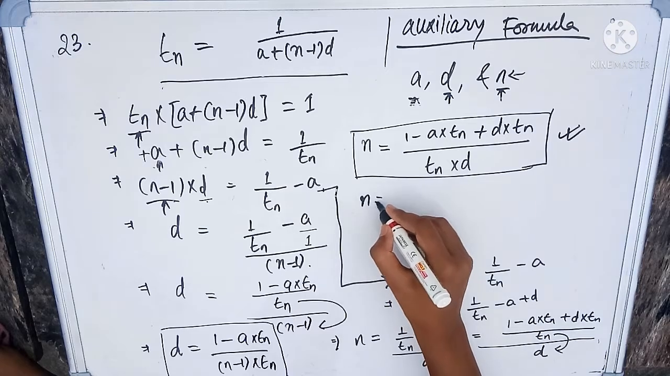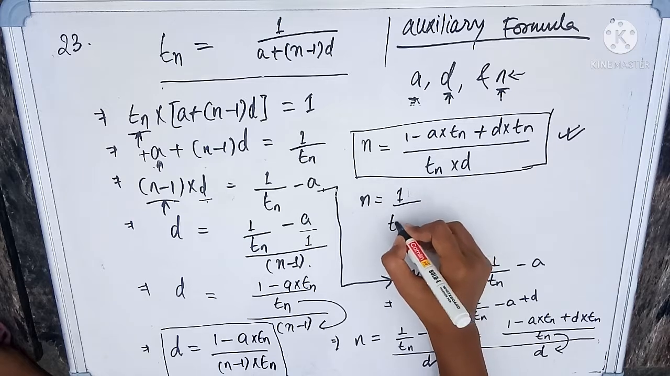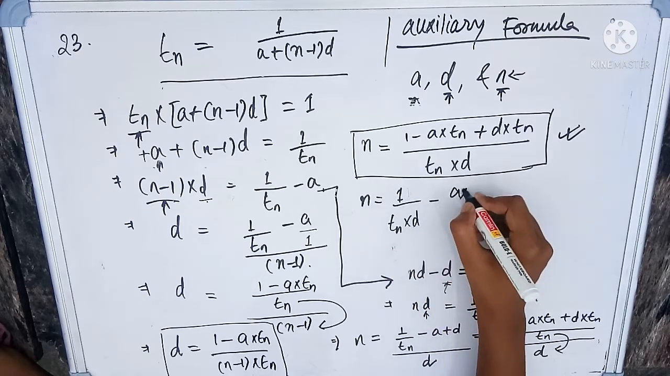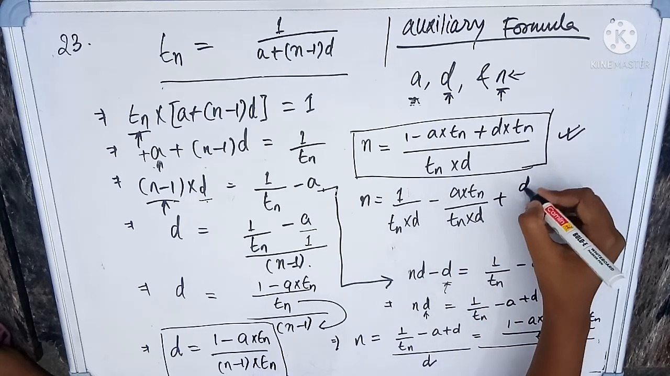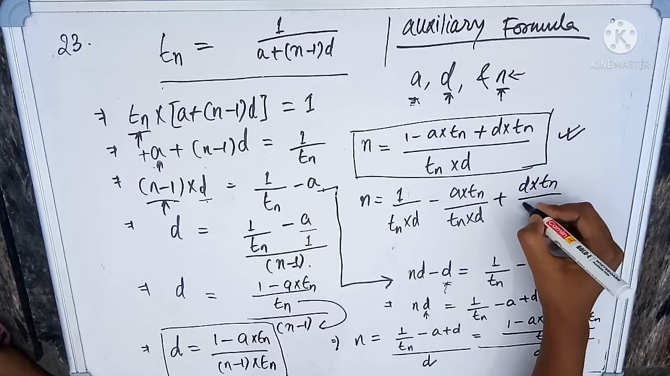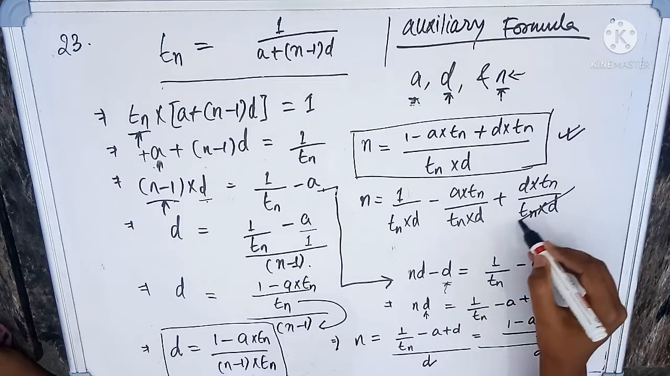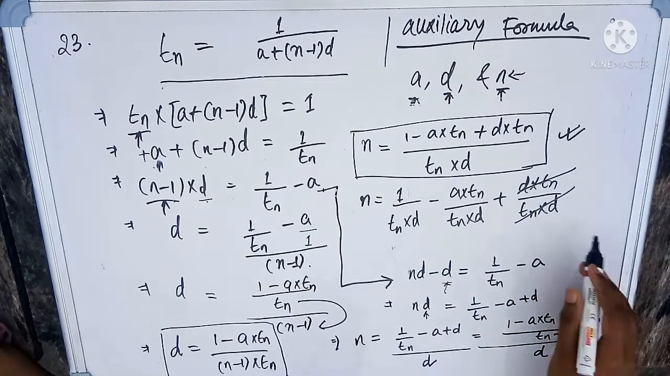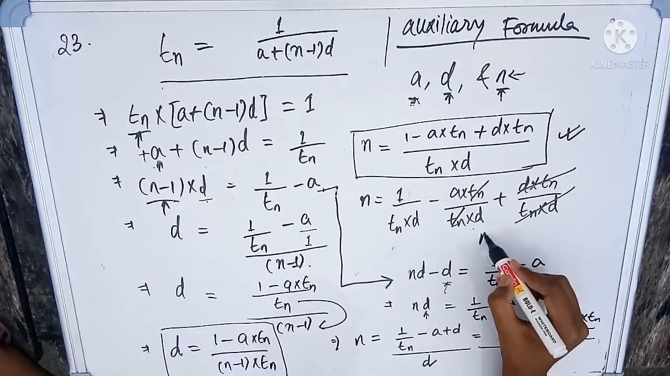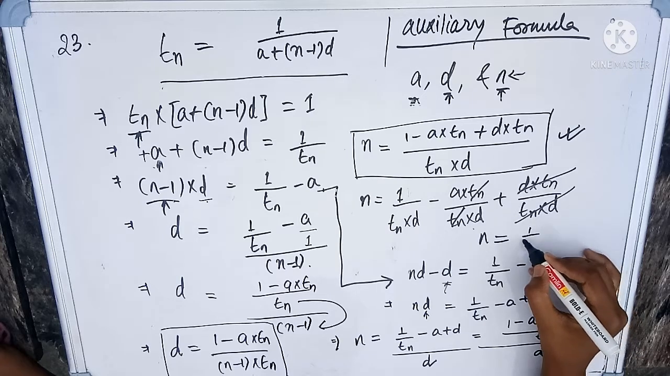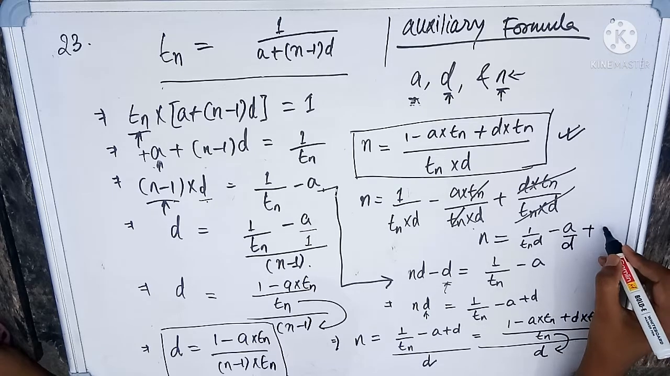Also you can write this in another form. n is equal to, you can split every term of the numerator: 1 divided by t of n multiplied by d, minus a multiplied by t of n divided by t of n multiplied by d, plus d multiplied by t of n divided by t of n multiplied by d. Now you can see that we can cancel t of n and d, and finally we can write it as n is equal to 1 divided by t and d, minus a divided by d, plus 1.